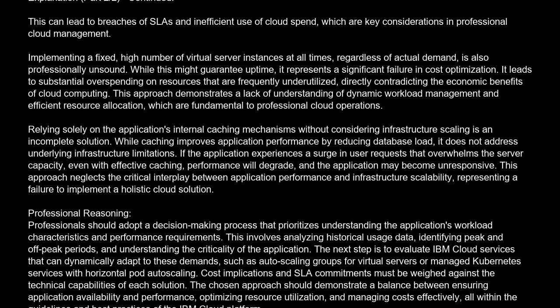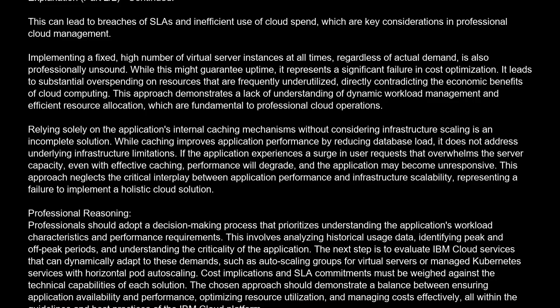This approach demonstrates a lack of understanding of dynamic workload management and efficient resource allocation, which are fundamental to professional cloud operations. Relying solely on the application's internal caching mechanisms without considering infrastructure scaling is an incomplete solution. While caching improves application performance by reducing database load, it does not address underlying infrastructure limitations. If the application experiences a surge in user requests that overwhelms the server capacity, even with effective caching, performance will degrade and the application may become unresponsive. This approach neglects the critical interplay between application performance and infrastructure scalability, representing a failure to implement a holistic cloud solution.